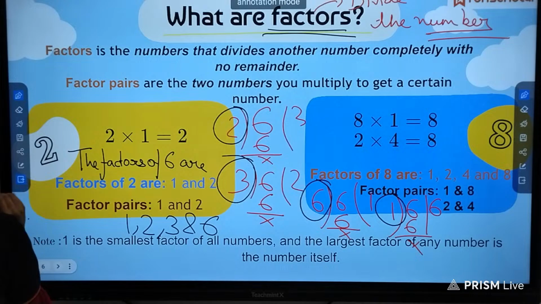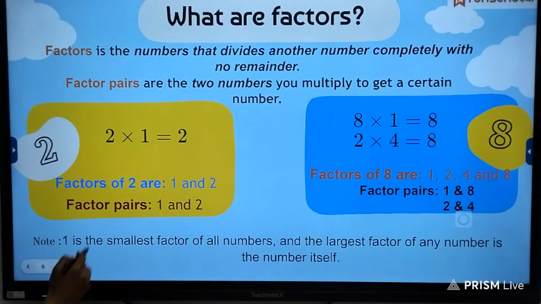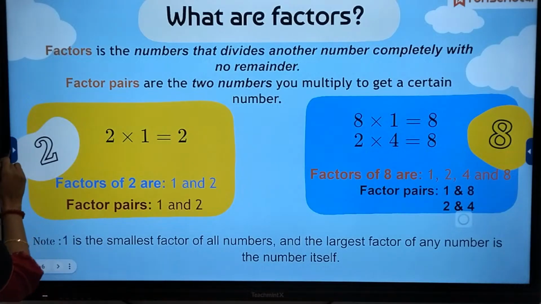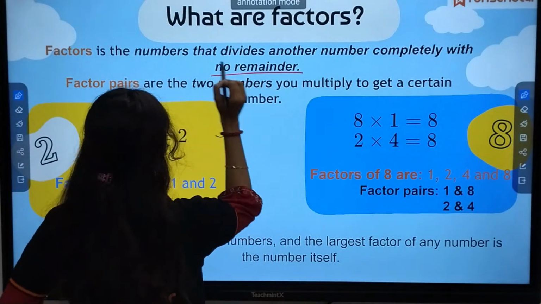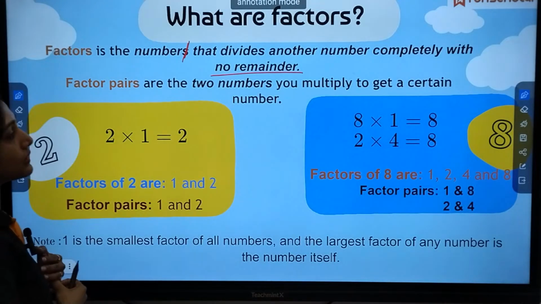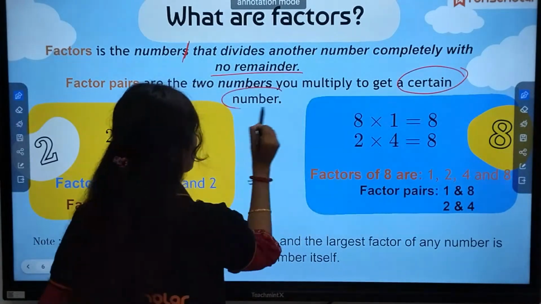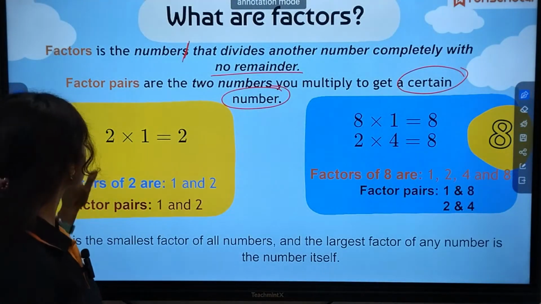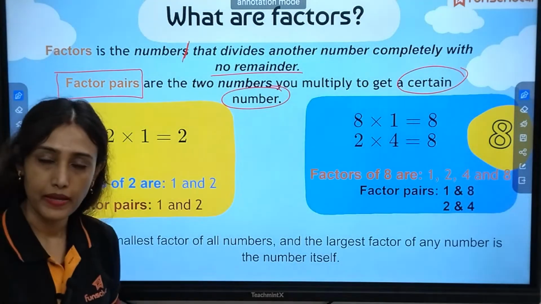Now let's see what is written over here. A factor is a number that divides another number completely with no remainder. Just see, I have told you this point, with no remainder. Okay? Factor pairs. Factor pairs are two numbers that you multiply to get a certain number. Okay? How to find factors, how to find multiples, I have told you. Now the question will come as factor pair, okay, or multiple pair.